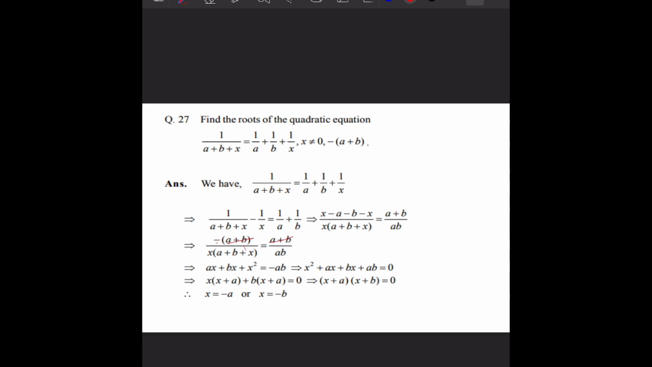It will be ax plus bx plus x square which is equals to minus ab. अब मैं minus ab वाली term इस साइड लेके चलूँगा. You get x square plus ax plus bx plus ab equal to 0. इन दो फर्स्ट टर्म्स में से x कॉमन निकलेगा, इन दो लास्ट टर्म्स में से b कॉमन निकलेगा. As you can see, therefore x plus a into x plus b equals to 0, x equals to minus a, x equals to minus b.